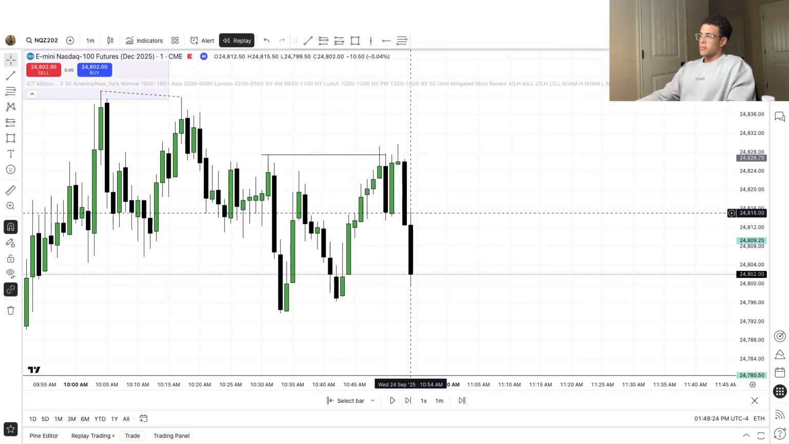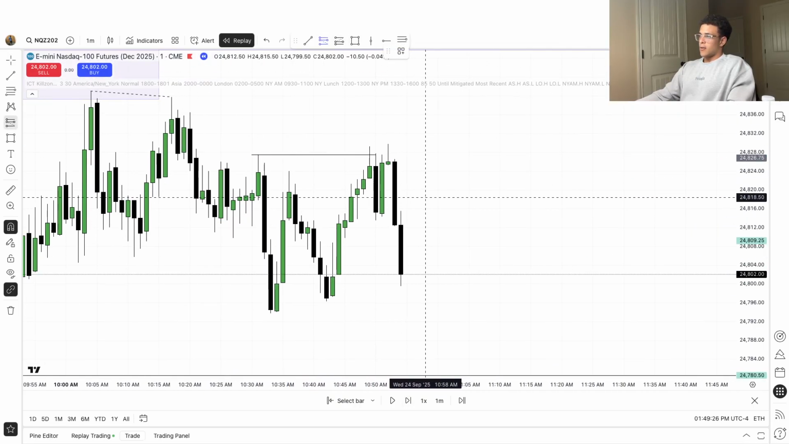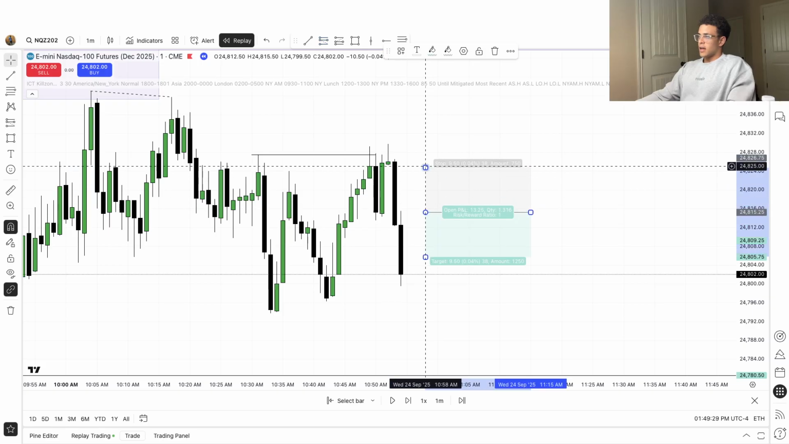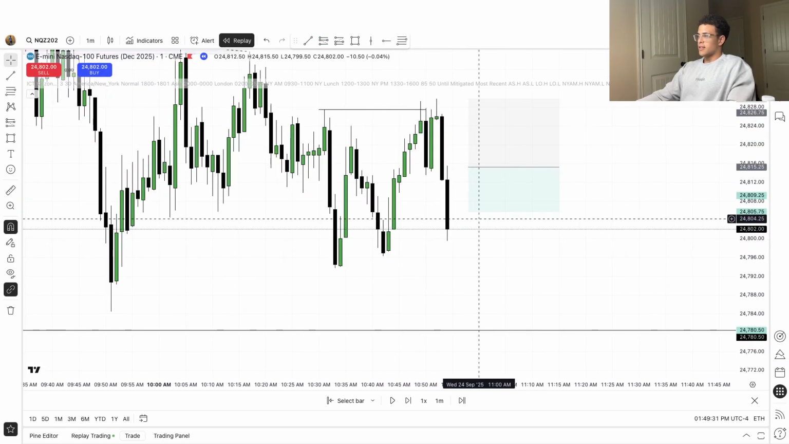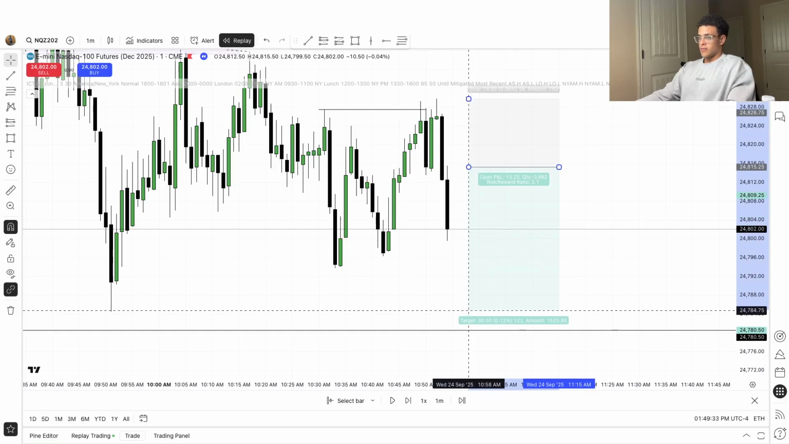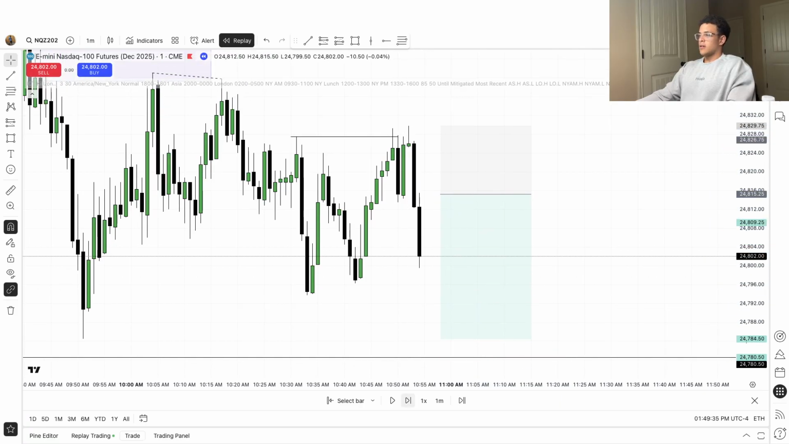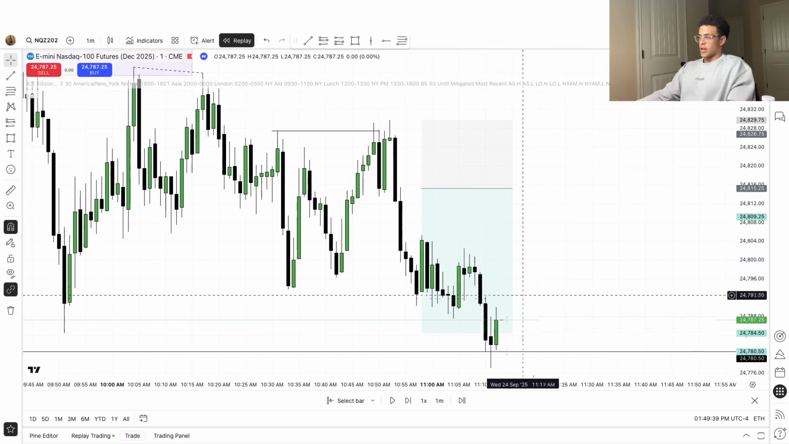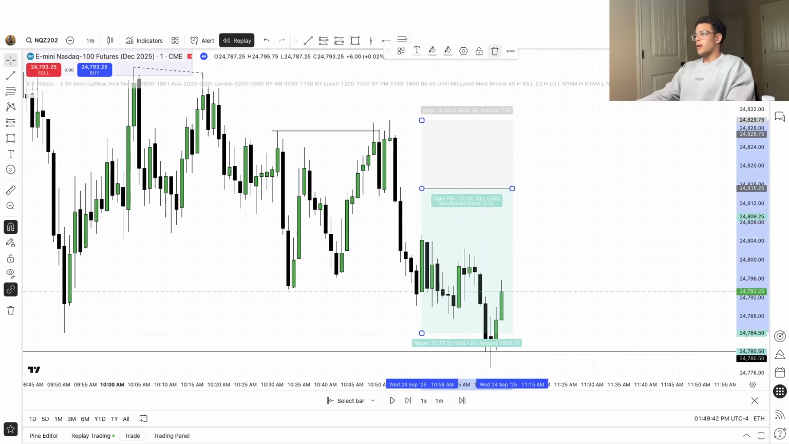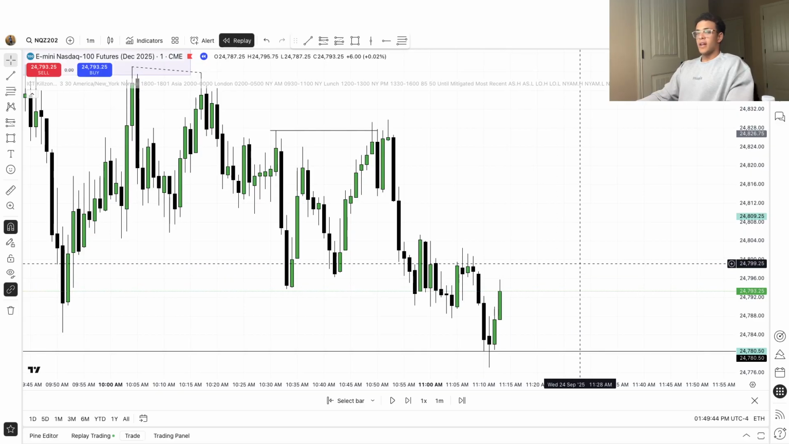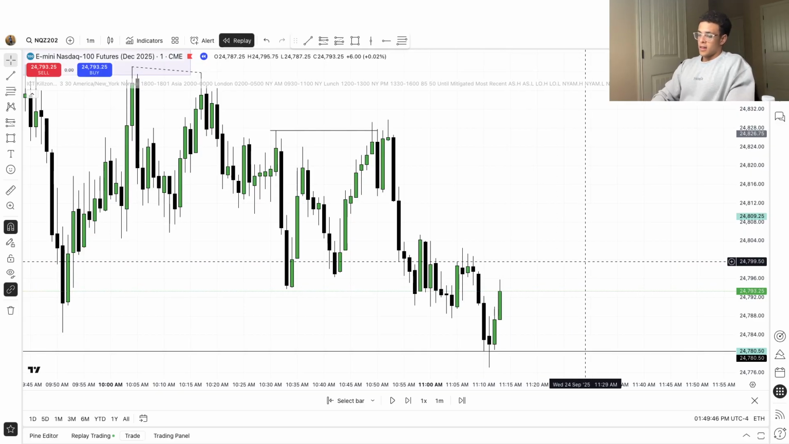What happened? Model created. Had a limit right here and stop above this high, targeting the same exact lows, right? But I'm going half risk now. Price just went and ran to those lows without getting me in my entry. So no problem. I was like, okay, I'm done. It's past 11. I will wait till PM session now. Let's go to the PM session.